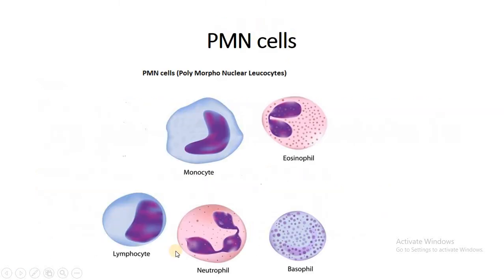Now coming to the PMN cells. PMN cells are also known as polymorphonuclear leukocytes. These PMN cells are of various types: monocytes, eosinophils, basophils, neutrophils, and lymphocytes.